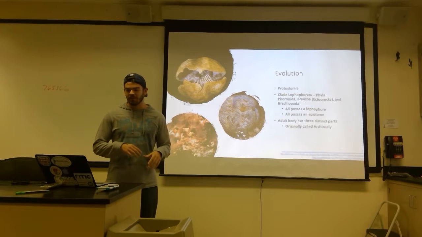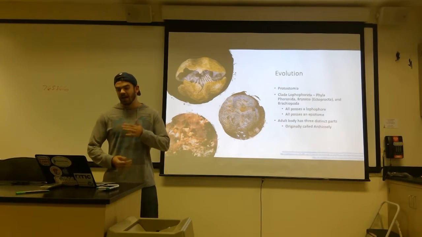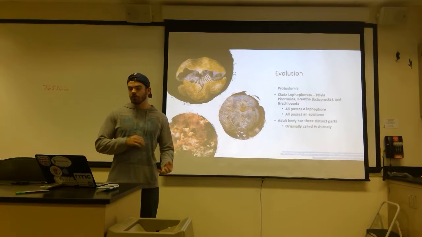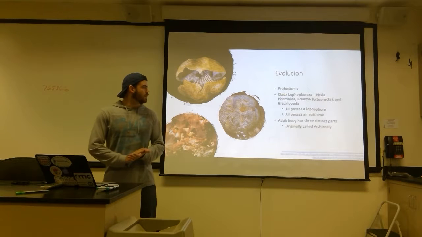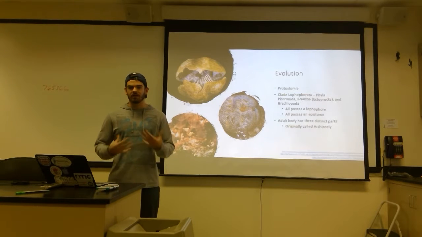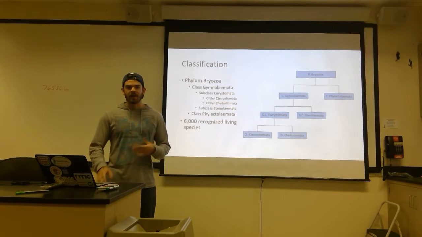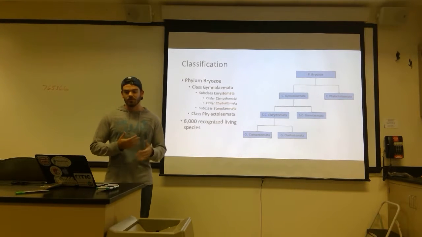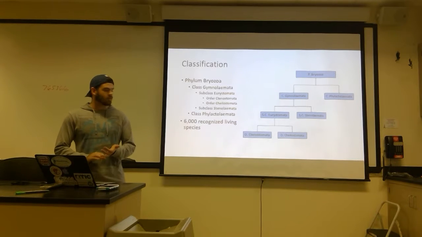What unites the three phyla are the lophophore, which is a ciliated feeding structure, and an epistome, which is a structure that helps move food from the lophophore to the mouth. Along with that, all three phyla have an adult body that possesses three distinct parts, each with their own coelom. Classifying them, Bryozoa can be split into two main classes, the Gymnolemmata and the Phylactolemmata.